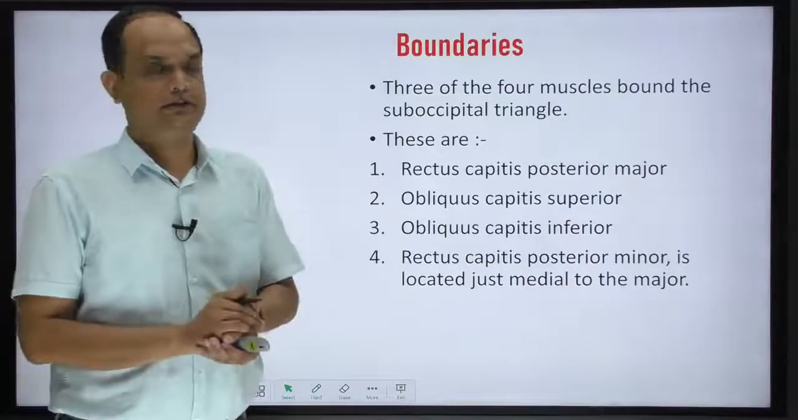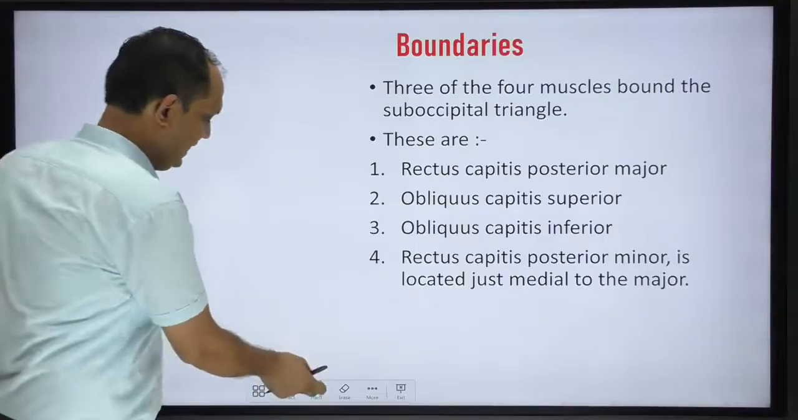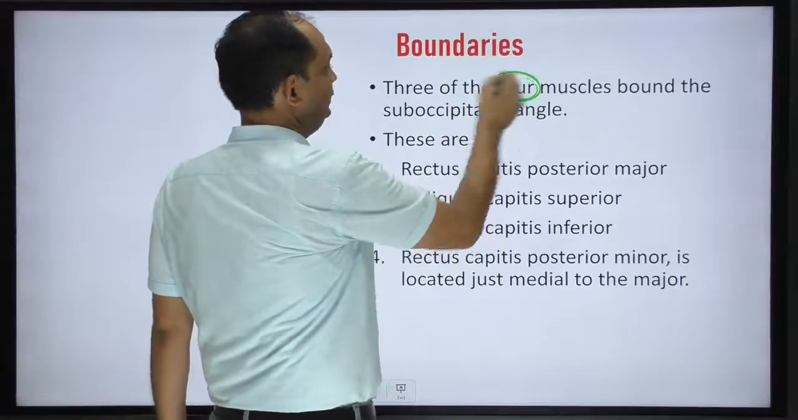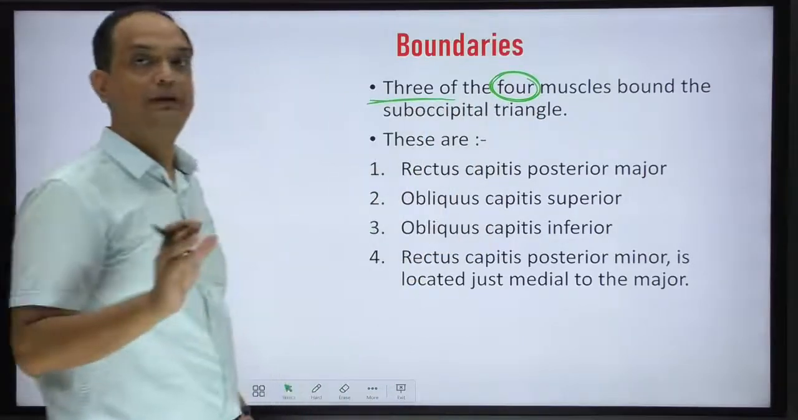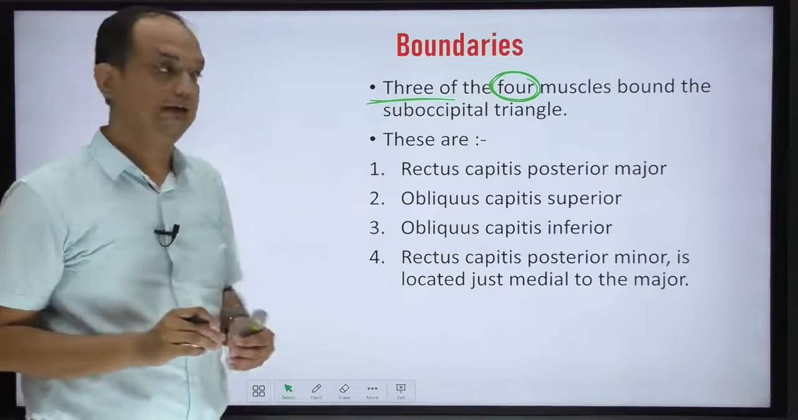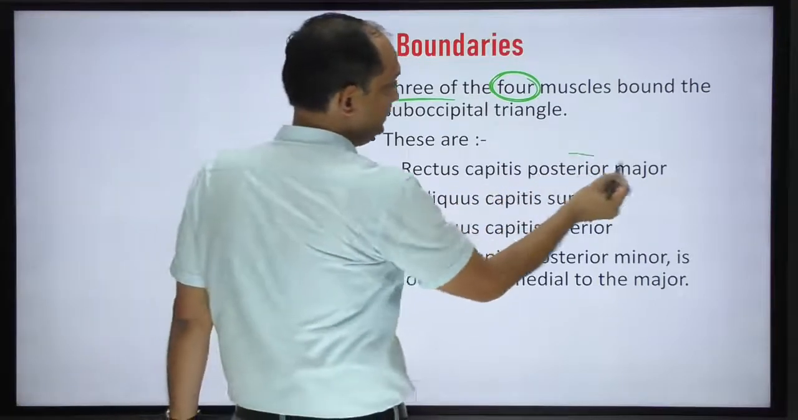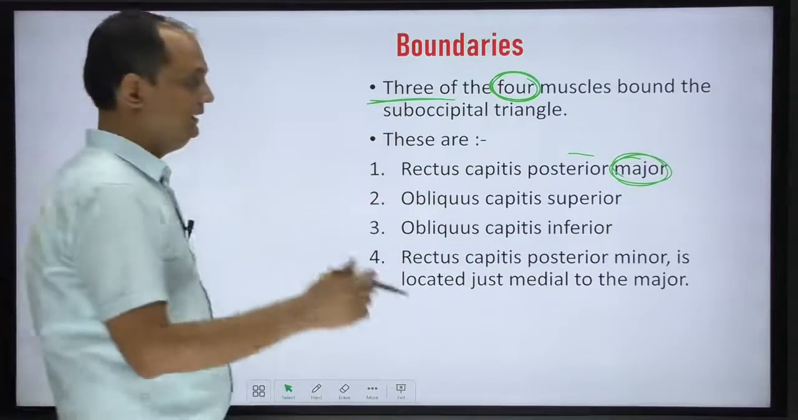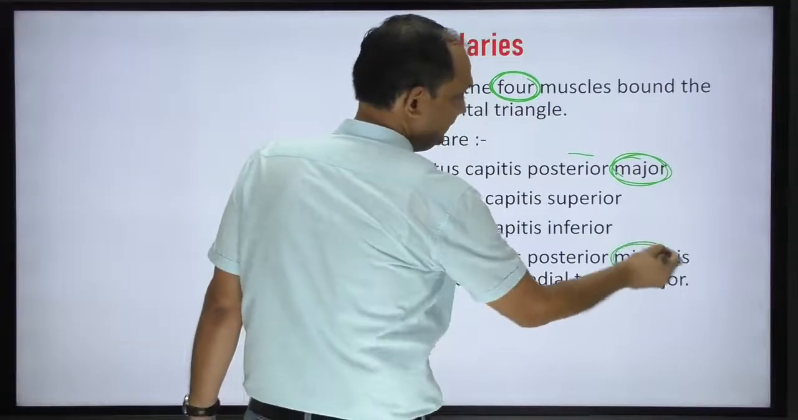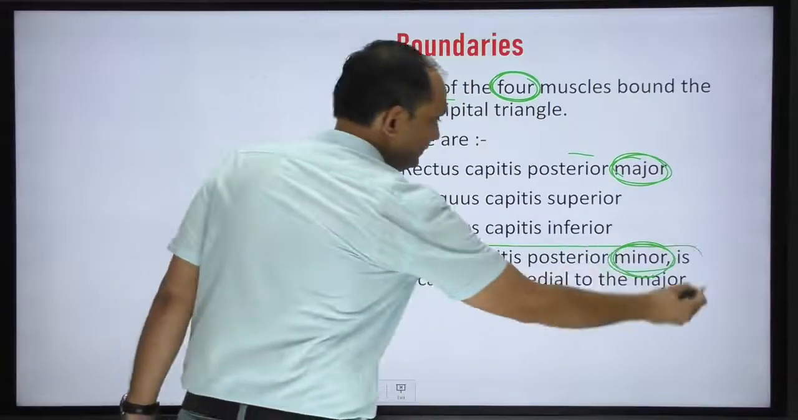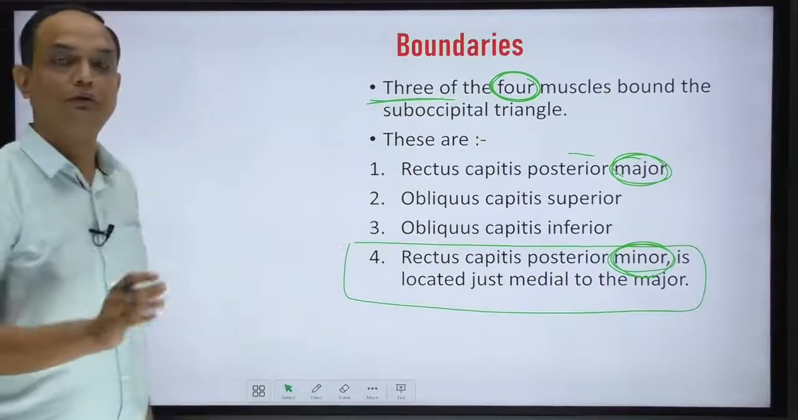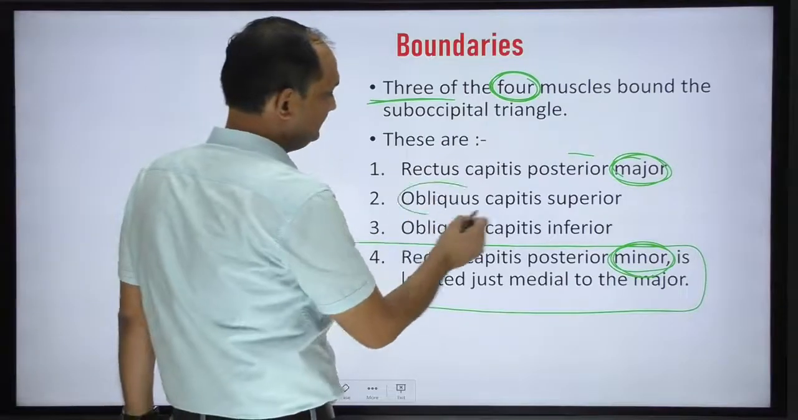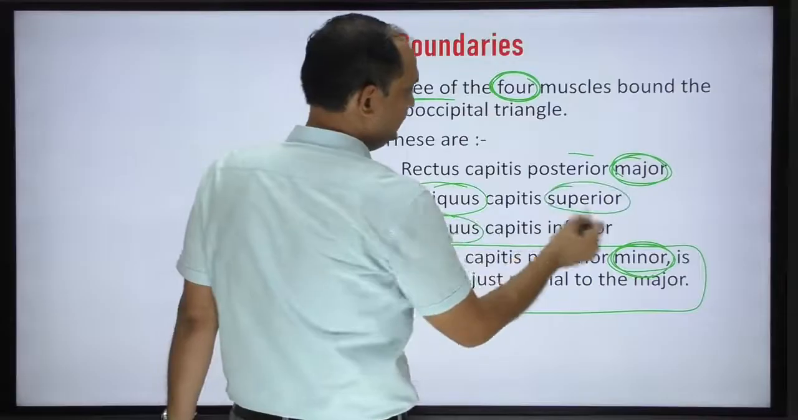Now what are the boundaries? The first thing is that the suboccipital triangle has 4 muscles. Out of these 4, 3 muscles make the boundaries of the triangle directly. These are the rectus capitis posterior major. The rectus capitis posterior major is covered by the posterior minor. Clear? We'll discuss this minor later on because it does not contribute directly to the formation of the triangle. Apart from that, you have the two oblique muscles, one superior and one inferior.